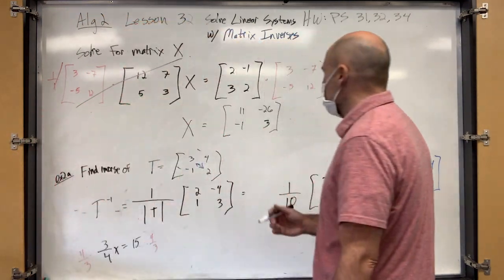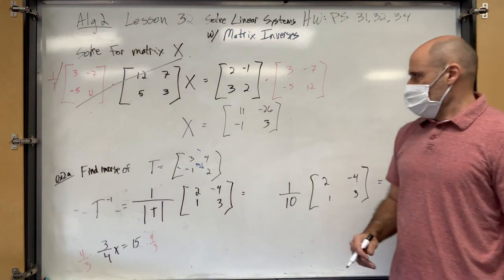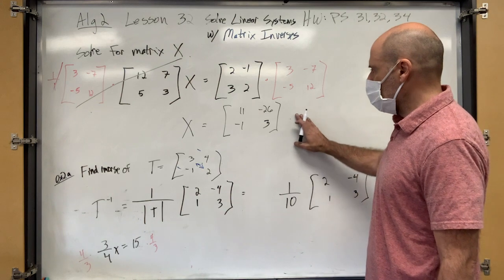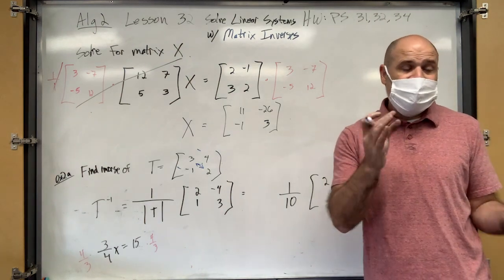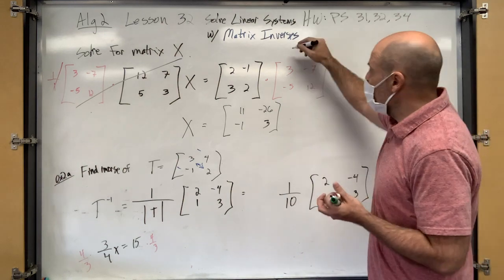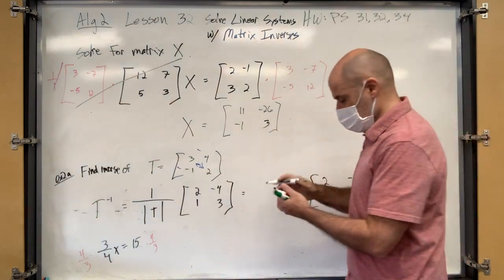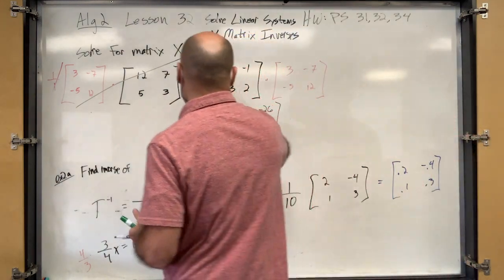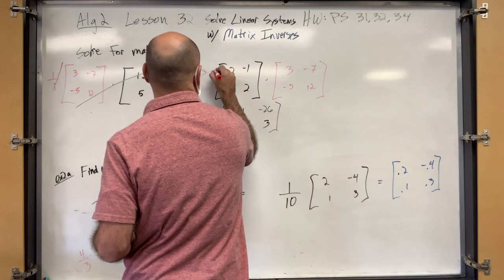Oh, you know what I'm doing? I'm doing it backwards. So here's what I did wrong. Matrix multiplication is not commutative. So I have to multiply this by this, not this by this. That makes it so much harder. Why is multiplication not commutative?